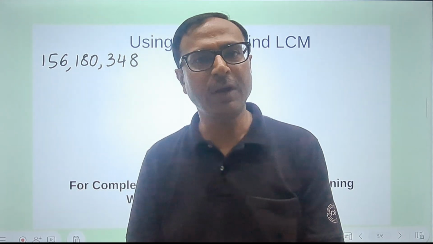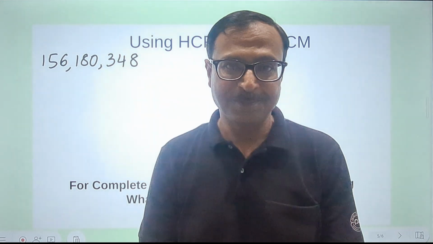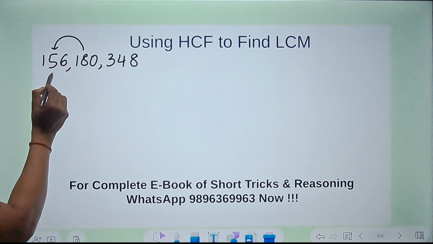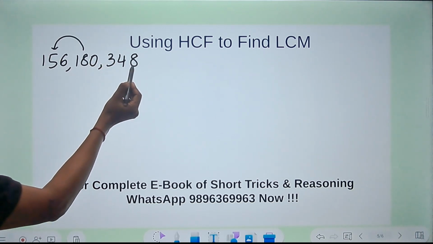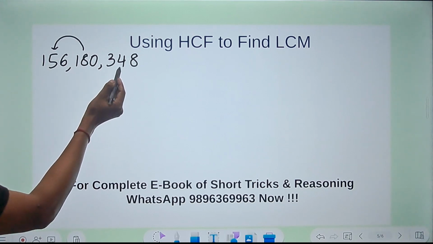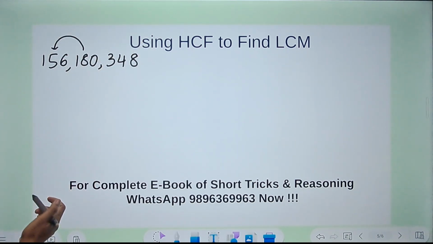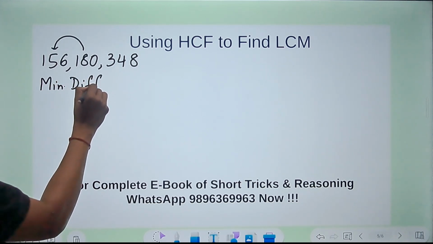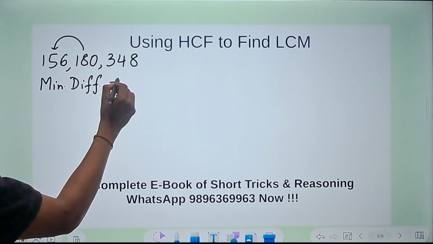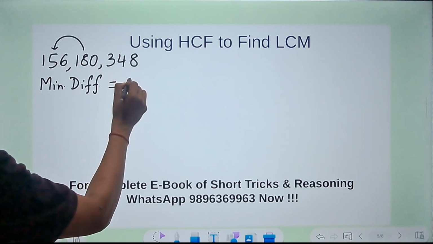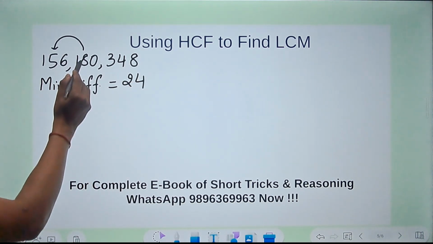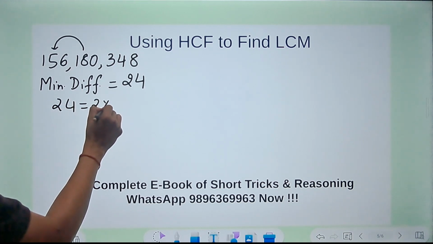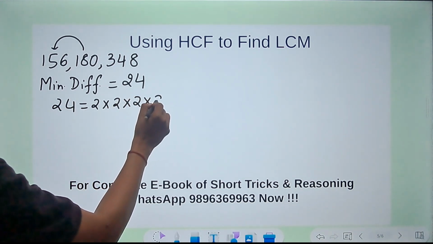So I will use something called the minimum difference method here. What is that? The difference between 180 and 156 is going to be the minimum, because the difference between 348 and 180 is huge, and between 348 and 156 obviously will be even bigger. So the minimum difference between any two of these three numbers is 180 minus 156, which is 24, right? And then you just split this 24 into its factors. Now 24 is 2 times 2 times 2 times 3, right?